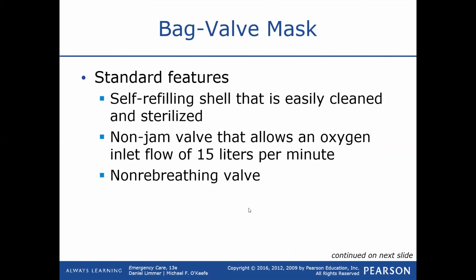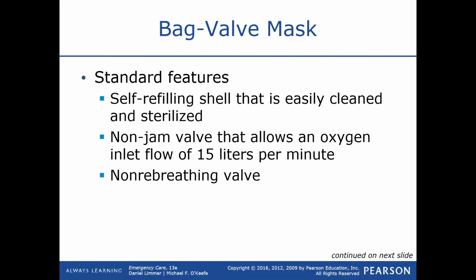Okay. Standard features of a bag valve mask is a self-refilling shell that is easily cleaned and sterilized. There's a non-jam valve that allows an oxygen inlet flow of 15 liters per minute and a non-rebreathing valve. So this device, you squeeze it and it self-refills, and there's an oxygen port on the back, and we hook oxygen to it, and we set it at 15 liters per minute. These will be test questions.